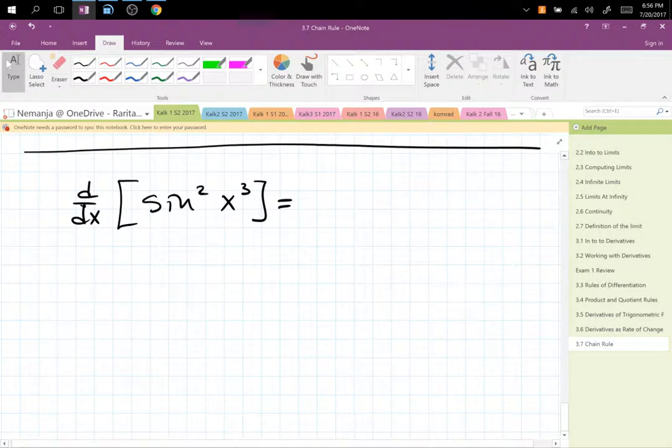Welcome to the next level. So now this is going to be cosine squared x cubed. What happened? Cosine squared x cubed. Nope. What are we doing?